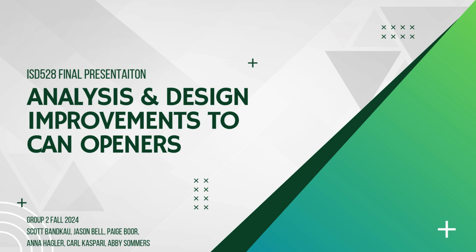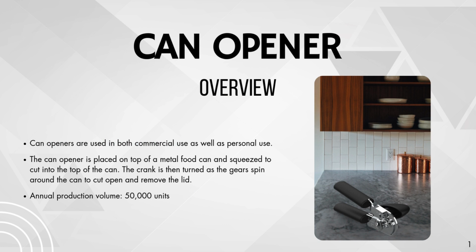We are Group 2, and this is our analysis and design improvements to can openers. Can openers are used in both commercial and personal household settings. The can opener is placed on top of a metal food can and squeezed to cut through the top of the can with the blade. The crank is then turned as the gears spin around the can to cut, open, and remove the lid.